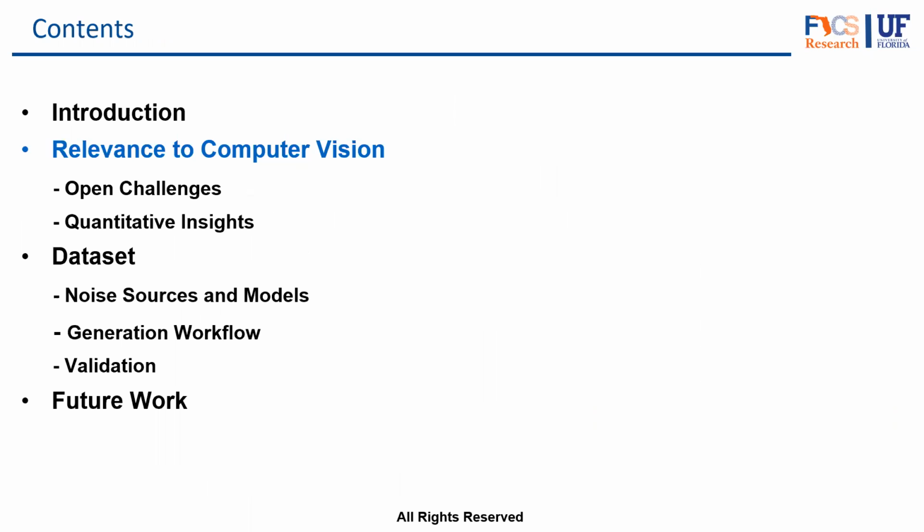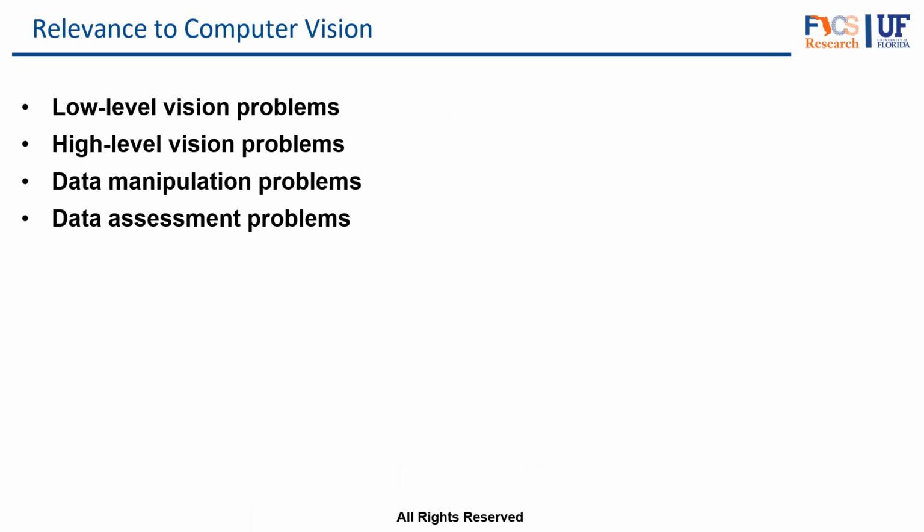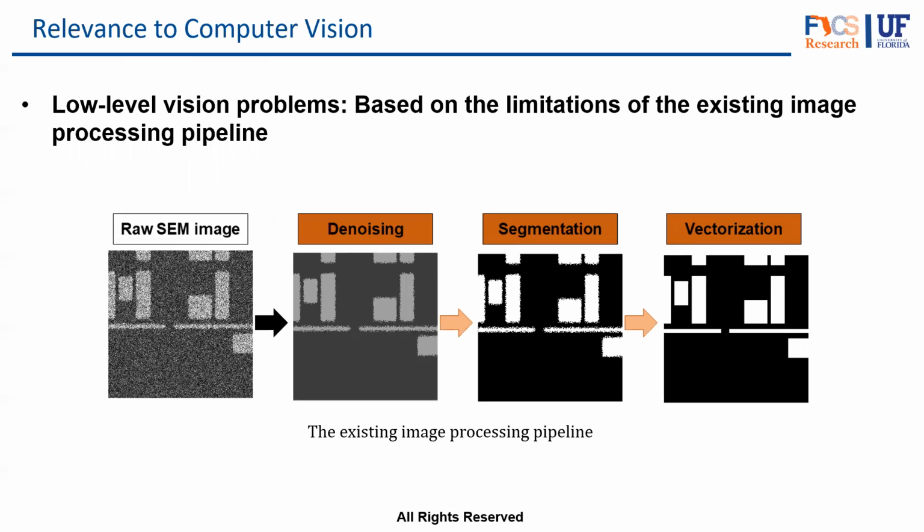Now, moving on to the relevance to computer vision. In the context of computer vision, the problems in hardware assurance can be broadly classified into four types: low-level vision, high-level vision, data manipulation, and data assessment problems. The low-level vision problem is based on the limitations of the existing image processing pipeline in hardware assurance. The existing pipeline simply denoises and segments the image and vectorizes it for comparison with design.